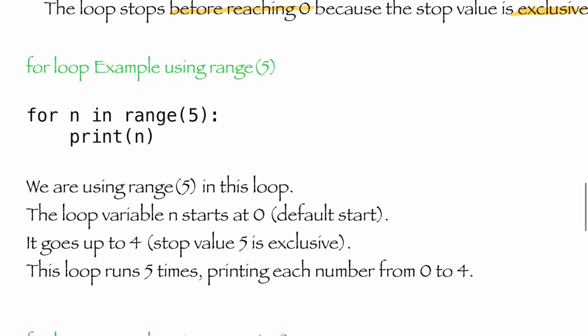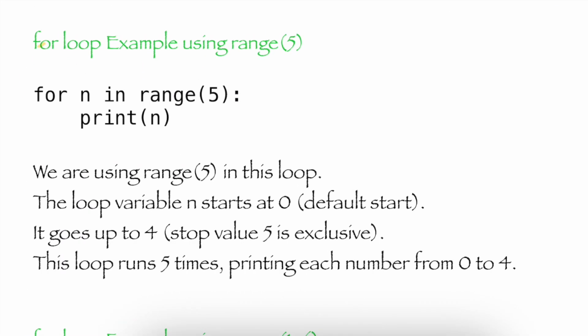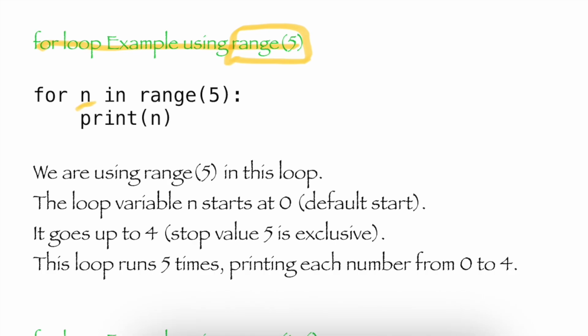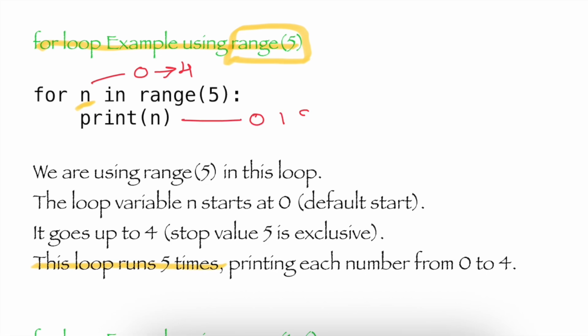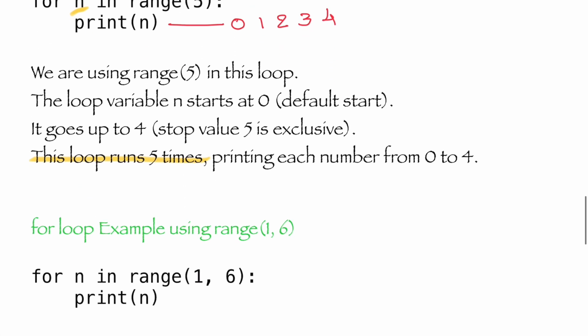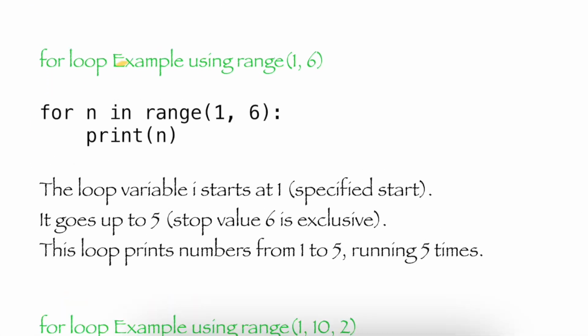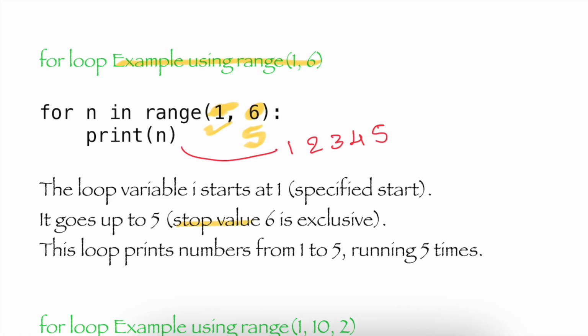Now, let's use the range function inside an actual for loop. First, let's see a for loop example using range with stop value 5. In this loop, the variable starts at 0, and it goes up to 4. The loop runs exactly 5 times. Each number from 0 to 4 is printed. Here is the second for loop example, which is using range with start equals 1 and stop equals 6. Here, the loop starts at 1, and the loop stops before 6. It prints numbers from 1 to 5. Again, the loop runs 5 times.